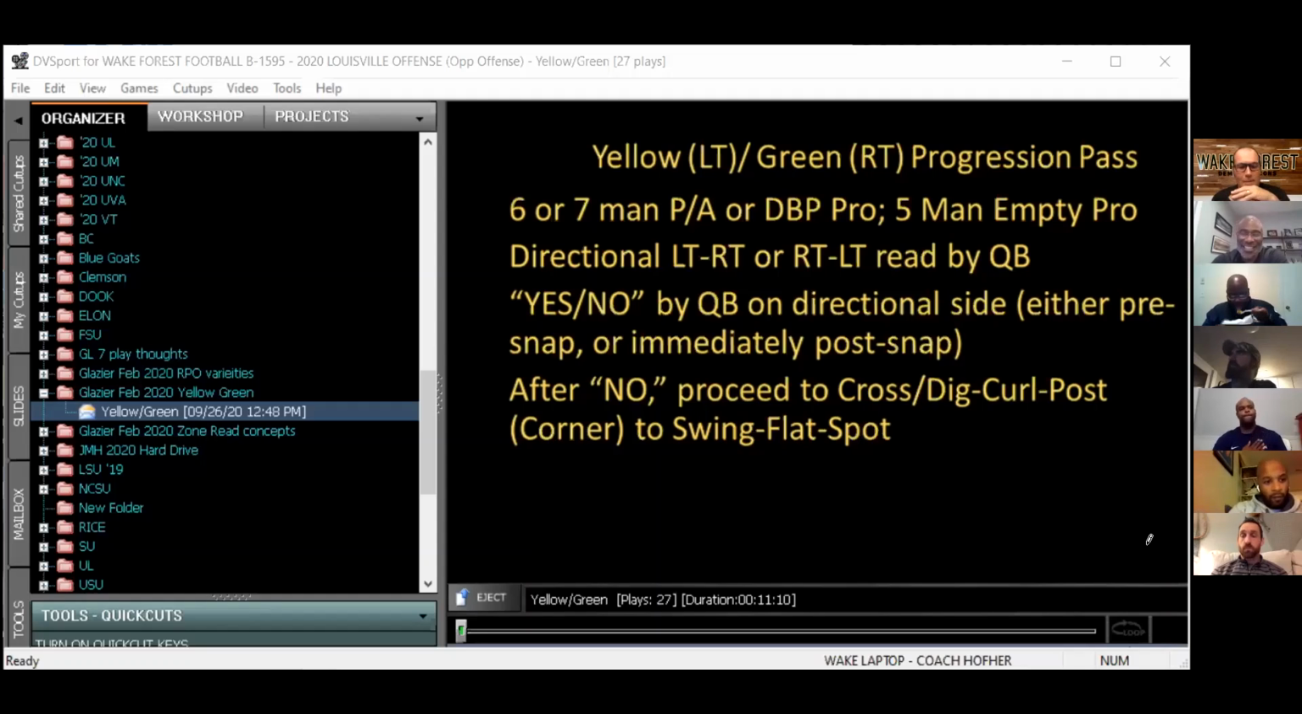Well, what we're talking about, for lack of any other term, is a progression pass read. I think most guys would certainly understand that. But in my opinion, this goes much deeper than just a progression pass read or pass play.